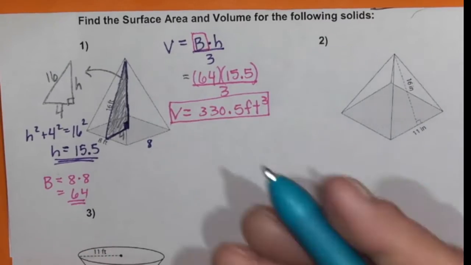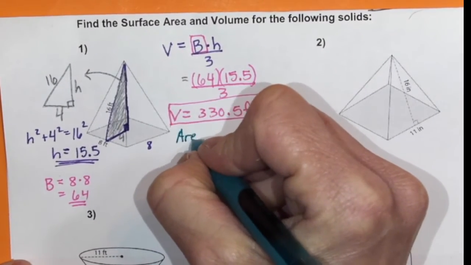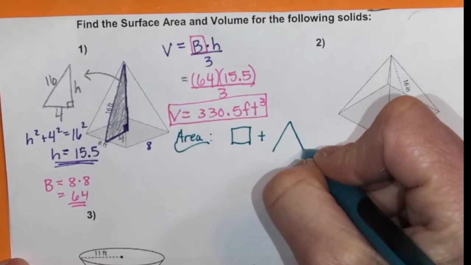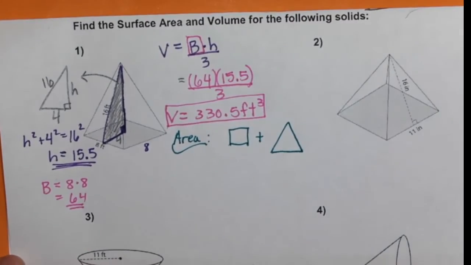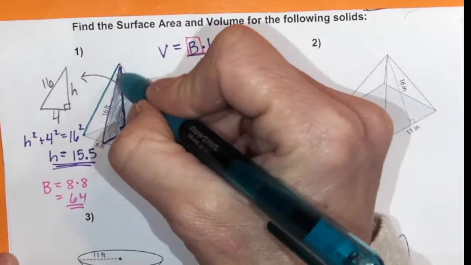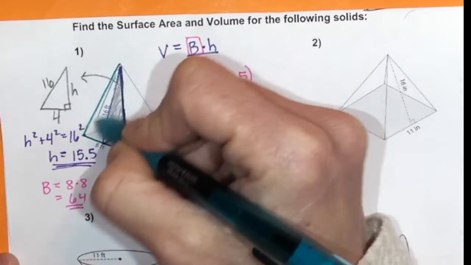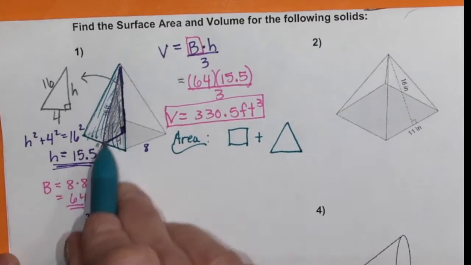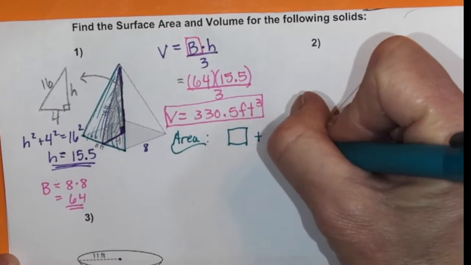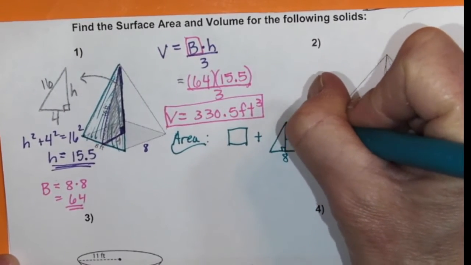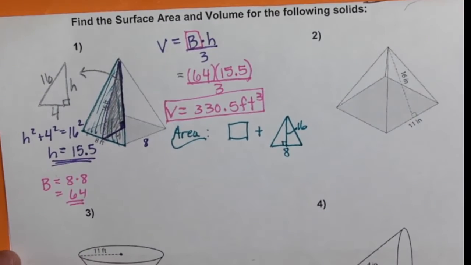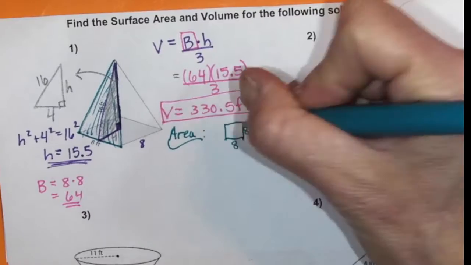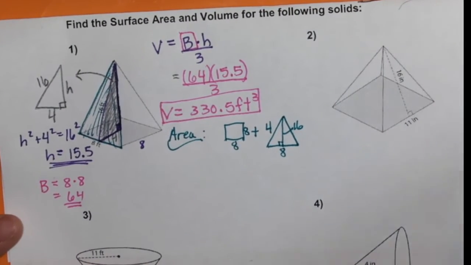All right, now for the surface area, remember you're talking about a square plus 4 of these triangles. So you're looking at this face right here. They've given you the base is 8 and the slant height is 16. So you're just finding that area: base is 8, slant height is 16. And we've got 4 of these. And of course the square, which is 8 by 8. You don't have to draw that out, but I think it's helpful for a lot of people.